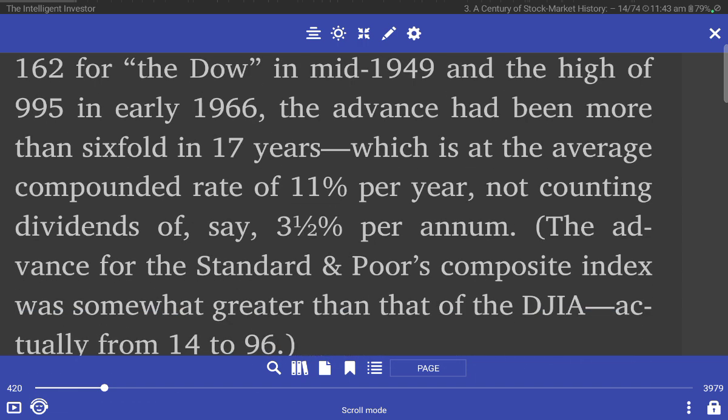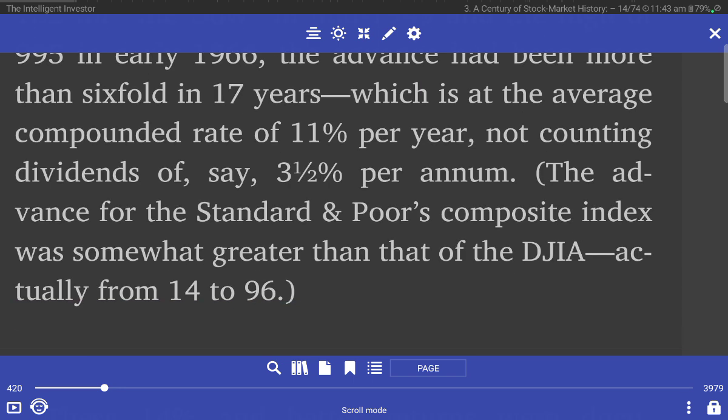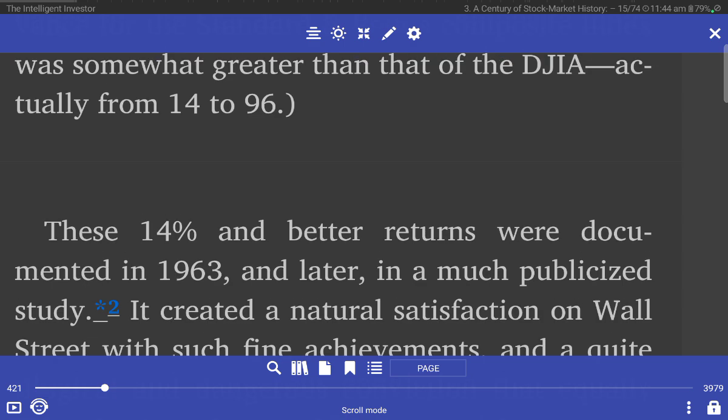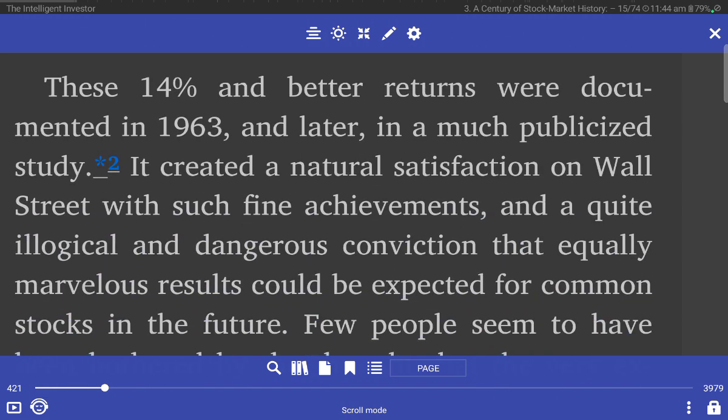The advance has been more than six-fold over 17 years, which is an average compounded rate of 11% per year, not counting the dividend, which is 3.5% per annum. The advance of the Standard & Poor's Composite Index was somewhat greater than the DJIA's, 14 to 96. These 14% are a better return than the document of 1963 and later's much publicized study.